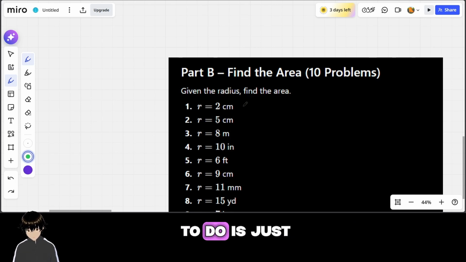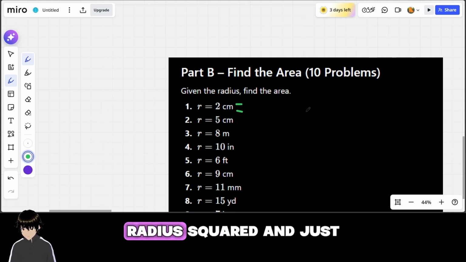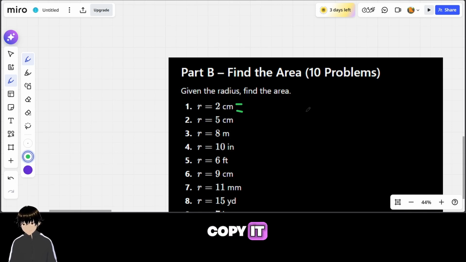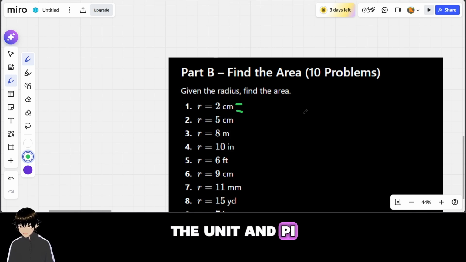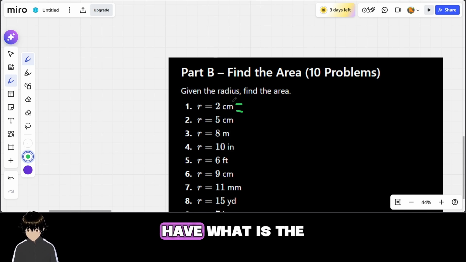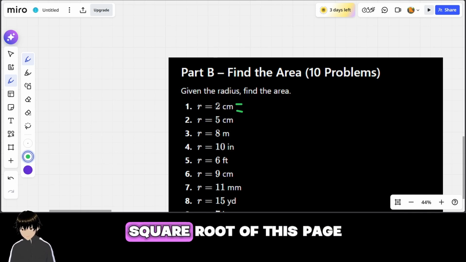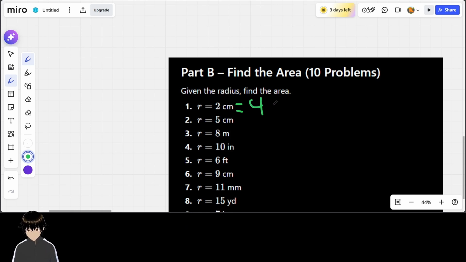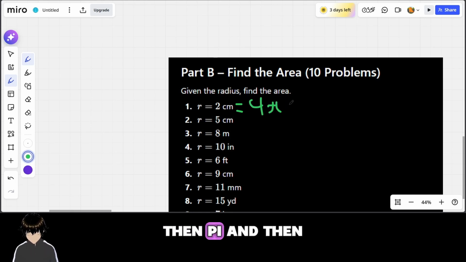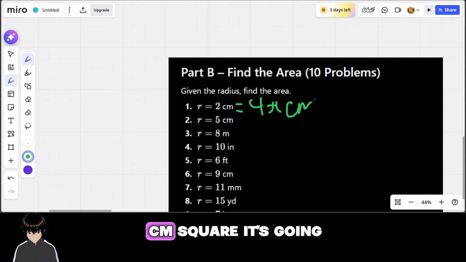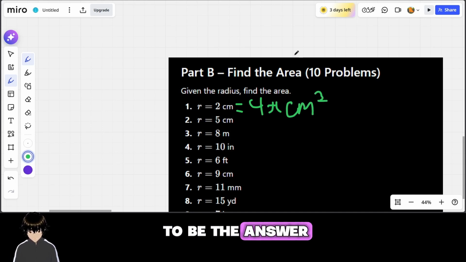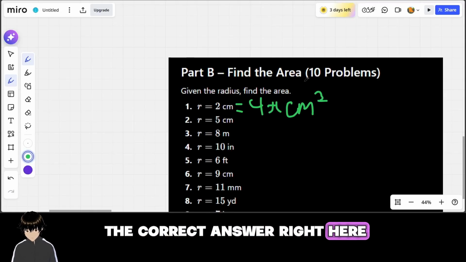Basically what you're going to do is get the radius, radius squared, and just copy the unit and pi. So we have, what is the square of this radius? It's going to be 4, then pi, and then cm squared is going to be the answer. It's going to be the correct answer right here.